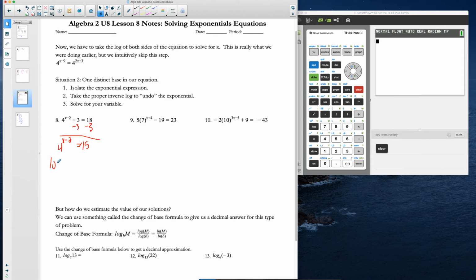Spoiler alert. So we have log base 4 of 4 to the x minus 2 equals log base 4 of 15. Now remember, log base 4 of 15 is an exact number, so we can leave it like that. Log base 4 and base 4 are inverses, and so that leaves us x minus 2.